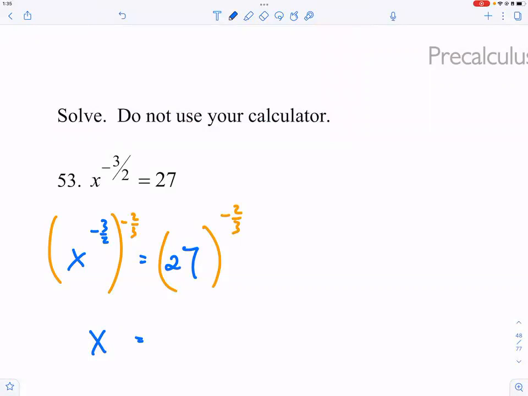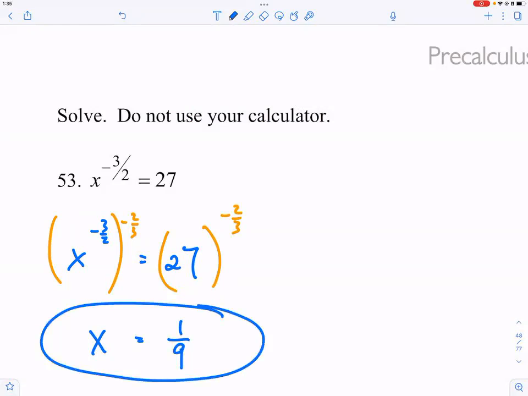So let's reduce the number. The cube root of 27 is 3. And 3 then squared is 9. And then with the negative exponent, we say x is equal to 1/9.